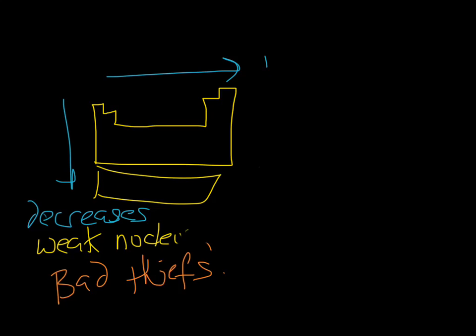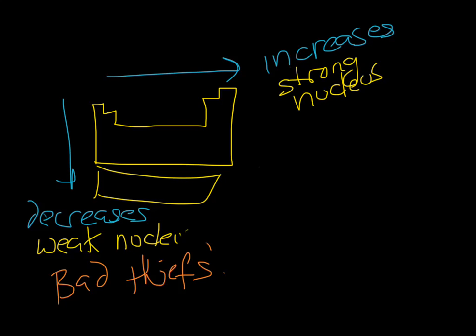Electronegativity increases going across. Why? Stronger nucleus. Sorry, let's do that in yellow. So these guys over here are good thieves. All right, there you go. That is the periodic trend in electronegativity.